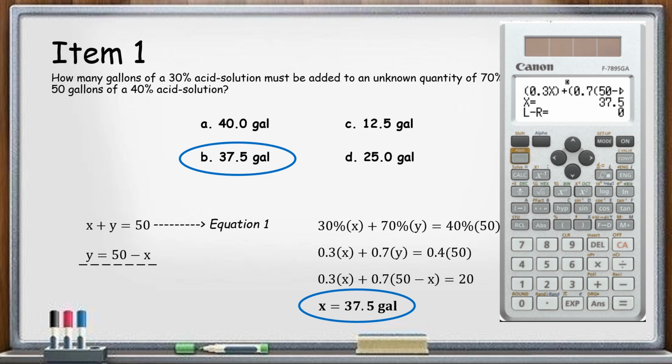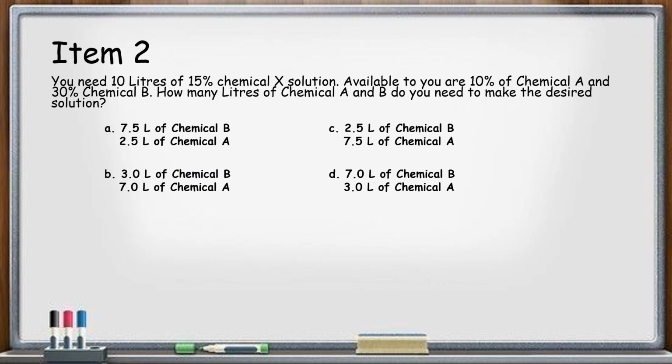All right, let's move to the next item. Item number 2. It says here that you need 10 liters of 15% chemical X solution. Available to you are 10% of chemical A and 30% of chemical B. How many liters of chemical A and B do you need to make the desired solution?